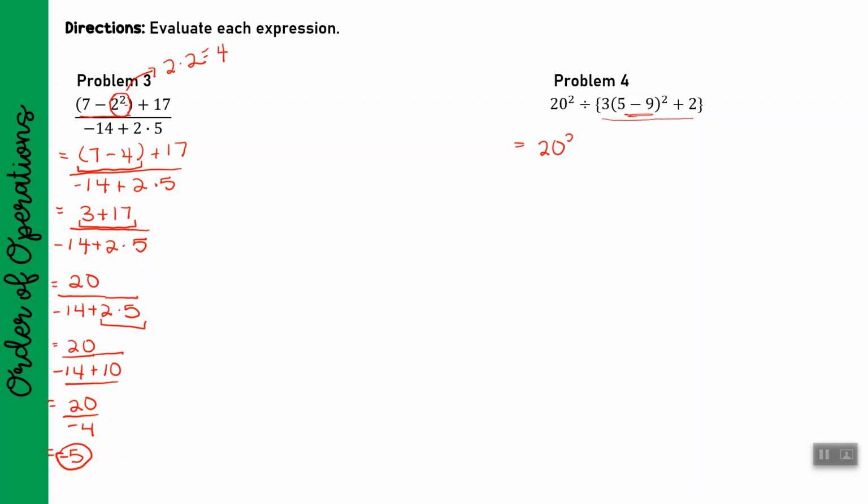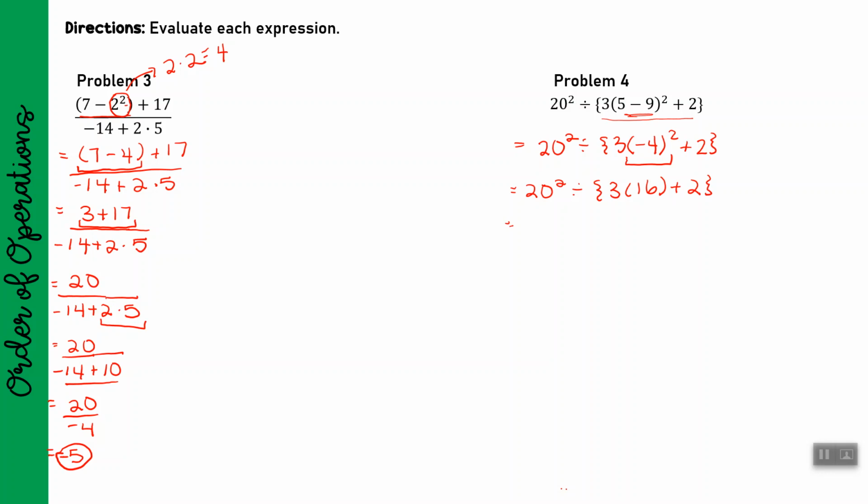So I get 20 squared. Just copy that. Divided by 3. 5 minus 9 is negative 4 squared plus 2. Well, these parentheses are now just holding in that negative 4, so I can do exponents because, again, I'm still concerned about these braces, what's inside the braces. So negative 4 squared, well, that's negative 4 times negative 4, which is positive 16. So I have, keep my braces, 3 times 16 plus 2.